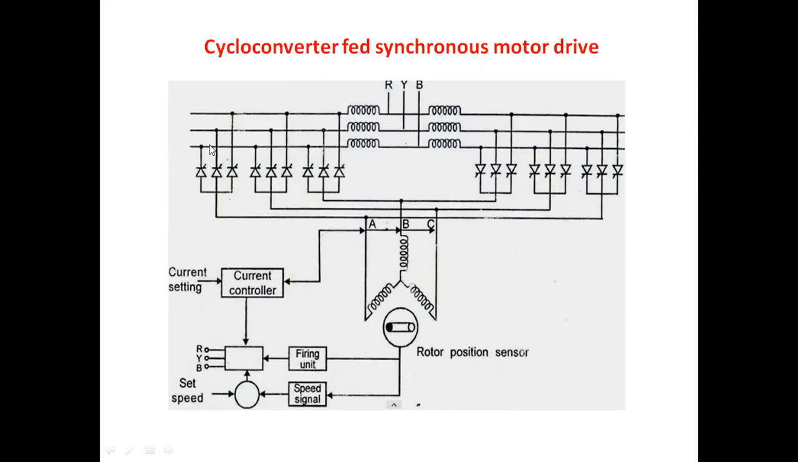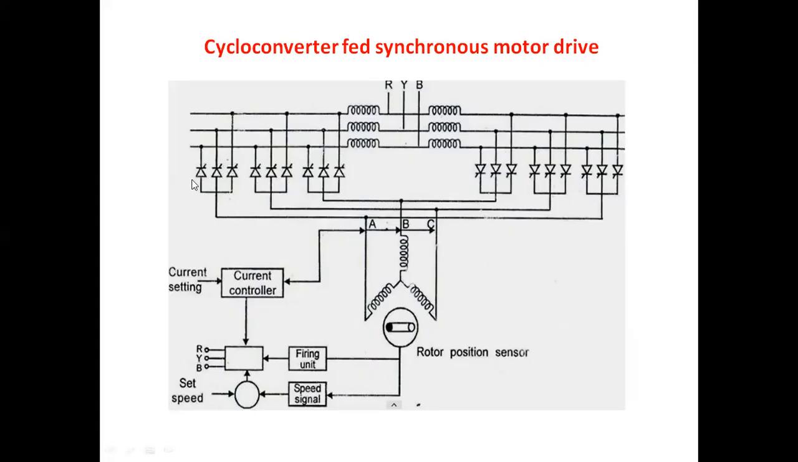Here, each phase contains two back-to-back three-phase half converters. While operating under the positive half cycle, these three thyristors are used in A phase. Similarly, for negative half cycle operation, these three thyristors are used. So each phase has 6 thyristors: 3 are connected for positive half cycle operation, 3 are connected for negative half cycle operation. This three-phase cycloconverter is operated under two modes of operation: circulating current mode and non-circulating current mode.